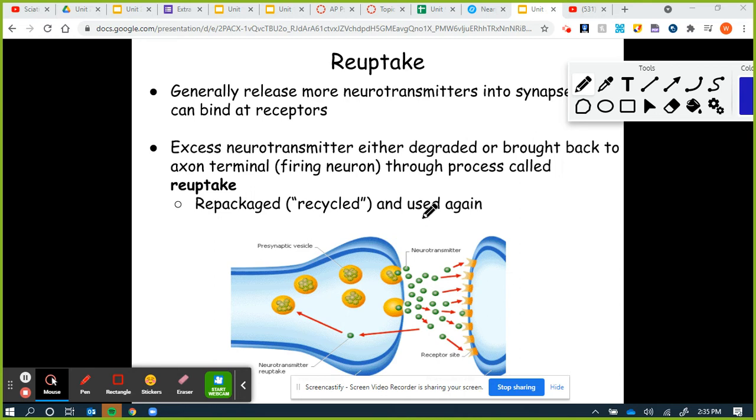The rest of it, whatever is left over, they don't want to waste, because neurotransmitters can be reused. So once a neuron fires, anything that is left over is going to be sucked back into the presynaptic neuron, back up into the axon terminal to be repackaged and used again. This process is called reuptake.